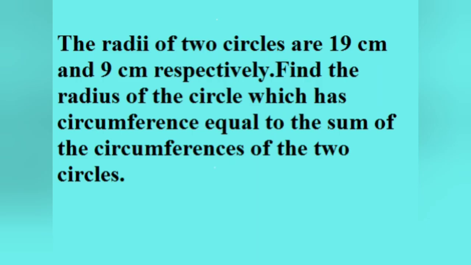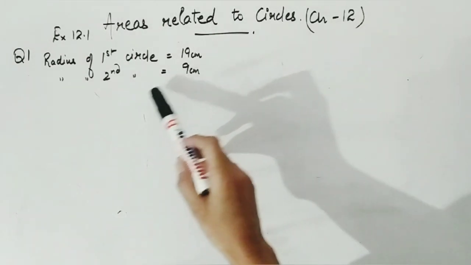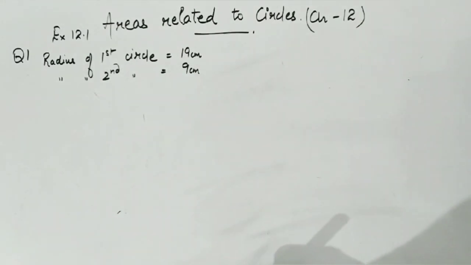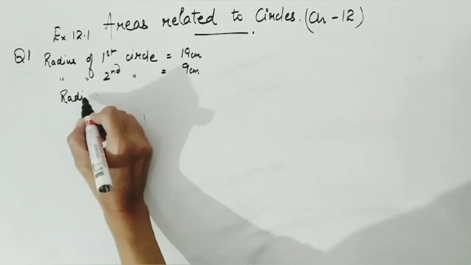Let us take up some questions to understand the concept in a better way. This is question number 1 from exercise 12.1. It says, the radii of two circles are 19 cm and 9 cm respectively. Find the radius of the circle which has circumference equal to the sum of the circumferences of two circles. According to question, radius of first circle is given 19 cm, radius of second circle is 9 cm. We are asked to find radius of a circle.